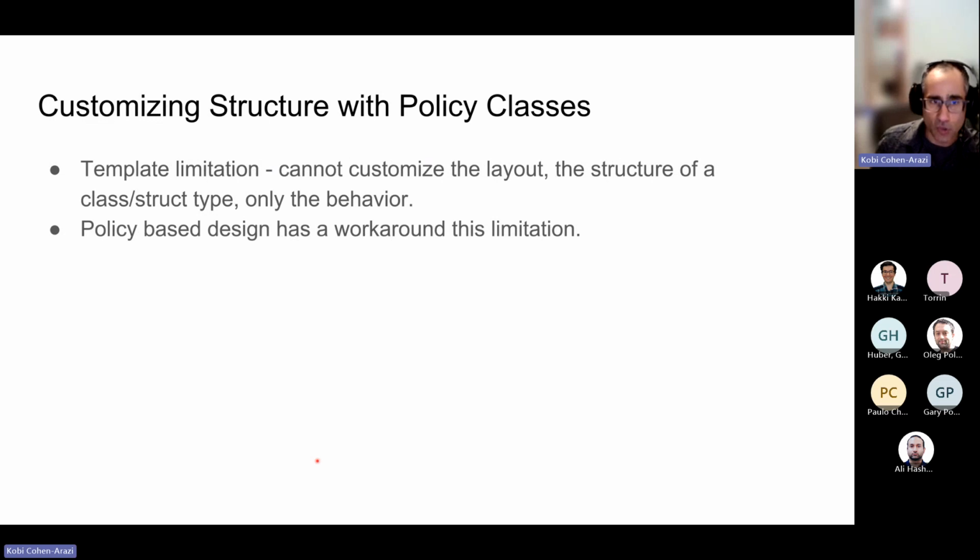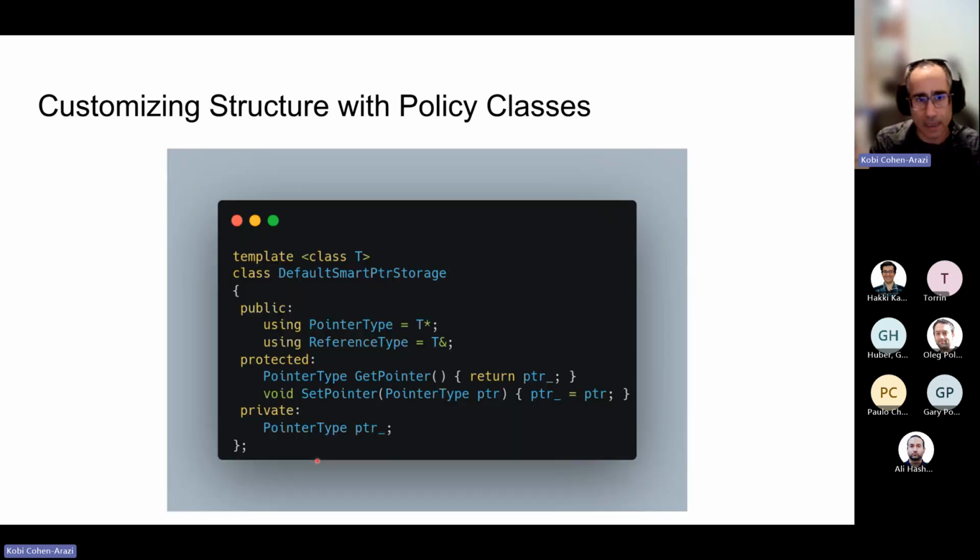Let's talk about customizing structure with policy classes, because this is an important point to demonstrate. Remember, I said that there is no way to customize the layout. Okay, so the layout cannot be customized. The structure of the class type cannot be customized. It's the behavior that you can customize. But policy-based design has some workaround for this limitation, and this is an example of how you can use it.